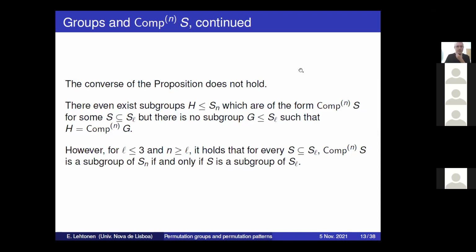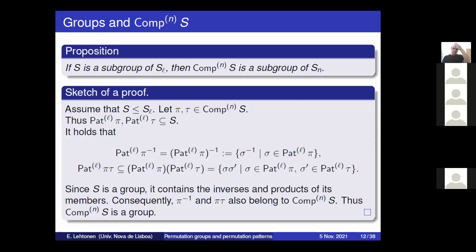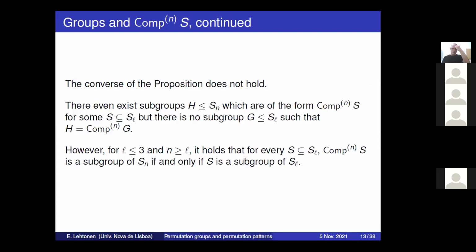Oh, I see I have here still a little remark. So the converse of this proposition does not hold. So there do exist permutation groups that are of the form Comp_N(S) for some subset of the L-permutations, but there is no subgroup of the L-permutations for which this group is of the form Comp_N(G).